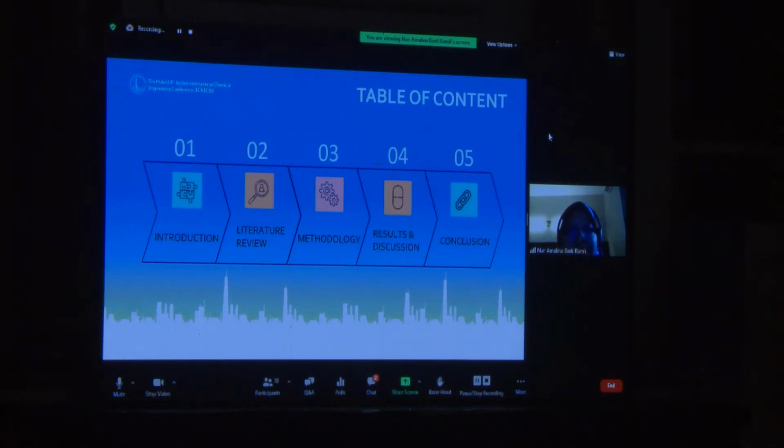Second one is the review from previous researchers that will support my proposed study. Third part is the methodology. Detailed results on this scope will be included in the fourth part, and the last one is the conclusion.